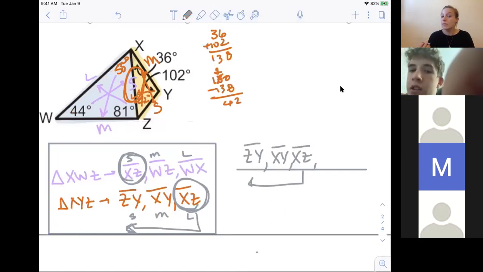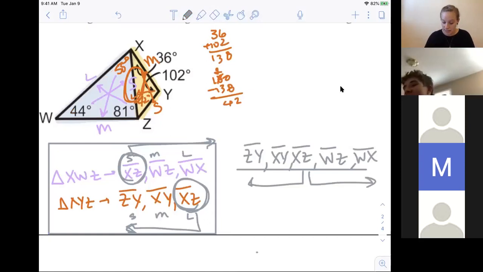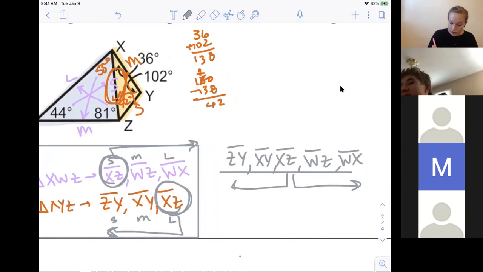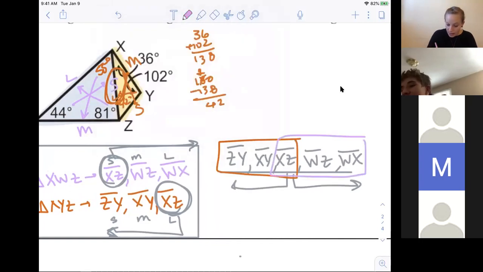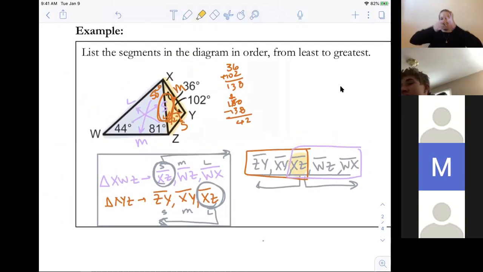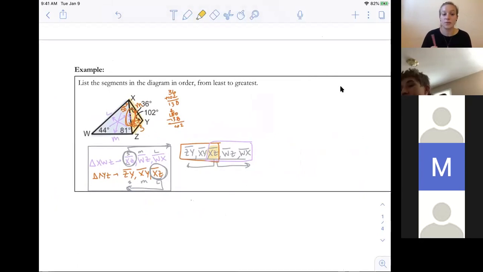WZ. And what else? WX. Very good. WZ and WX. I have XZ here and then everything else is bigger than it over here, so I'm going to write it behind it. All of these were in my orange triangle. All of these were in my purple triangle. And then I had a connector right here at XZ, which allowed me to link them all together. That is my order from least to greatest.